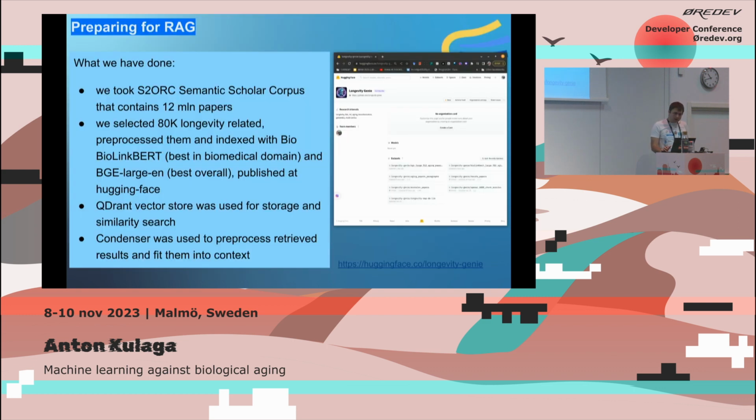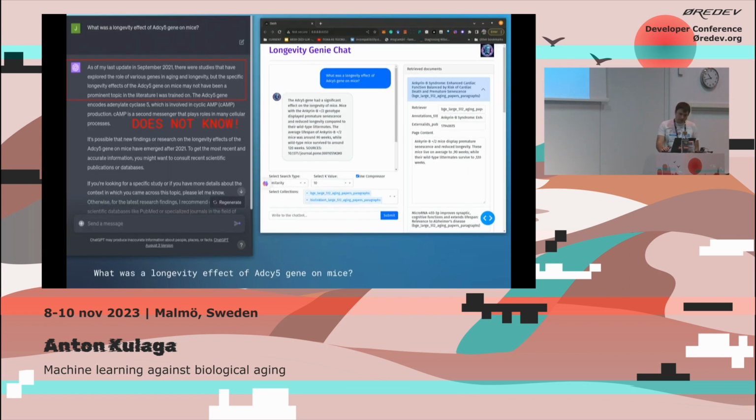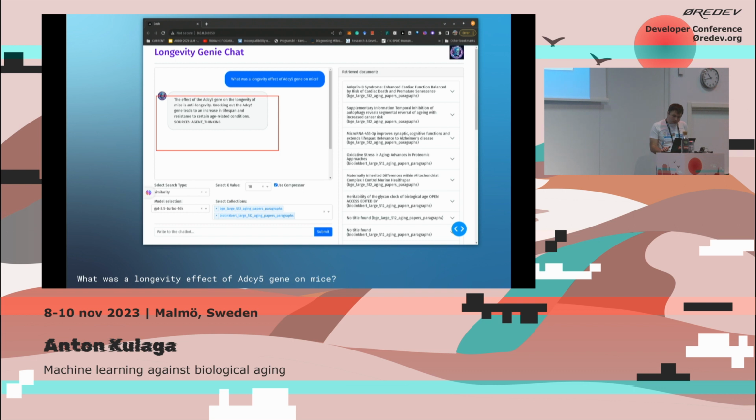Here are some of our methods, like papers and other sources. And here are examples where we are getting better results, and ChatGPT doesn't know. In our case, we have a specific answer. Also a similar example.